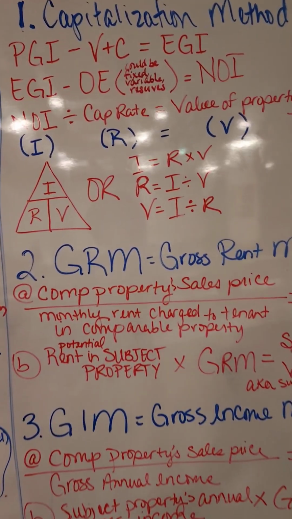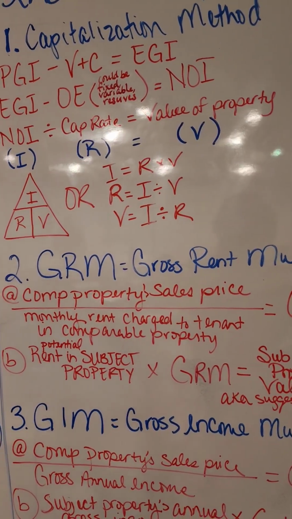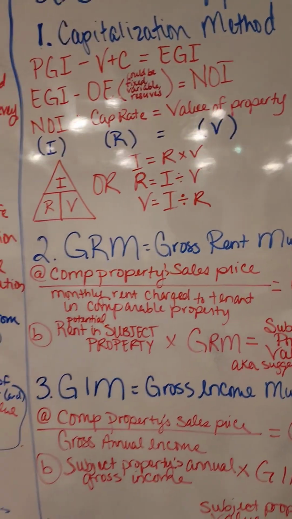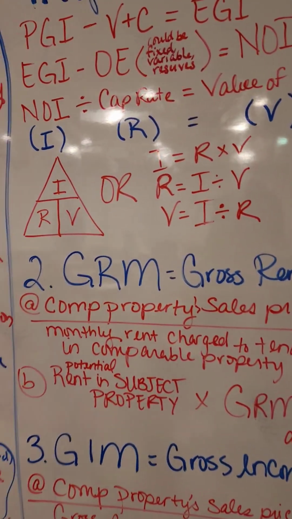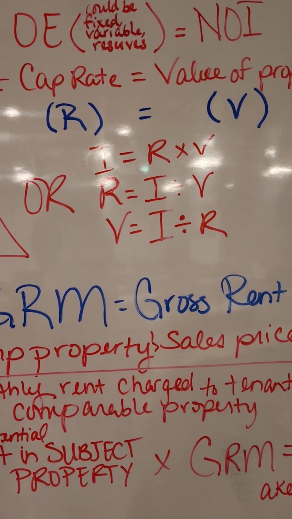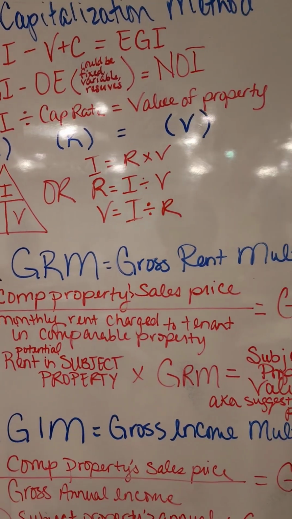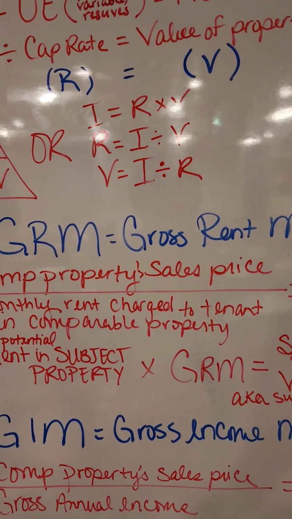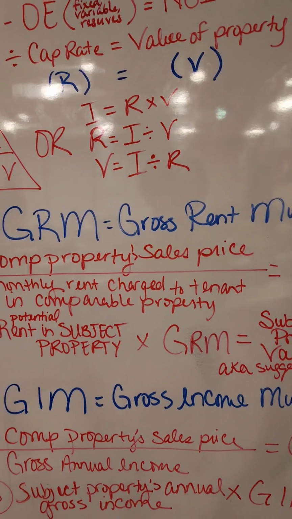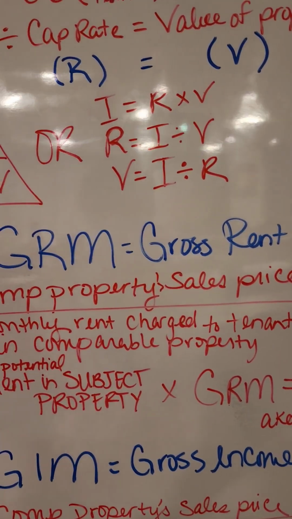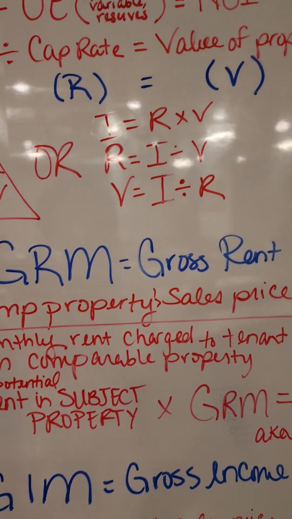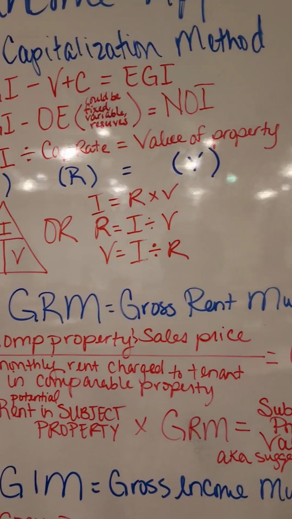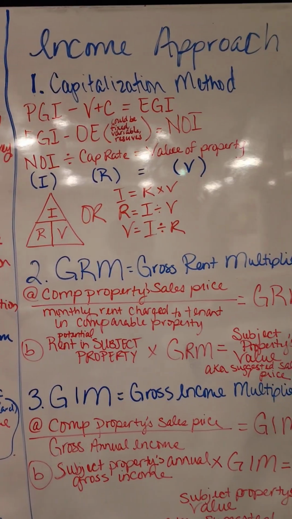So when we look at the relationship between NOI, cap rate, and value, I is NOI for short, R is for cap rate, V is for the value of the property. You look at those formulas. If you're given the income and the rate, you would be able to find the value. If you're given the rate and the value, you'd be able to find the income. And the income equals the rate times value.